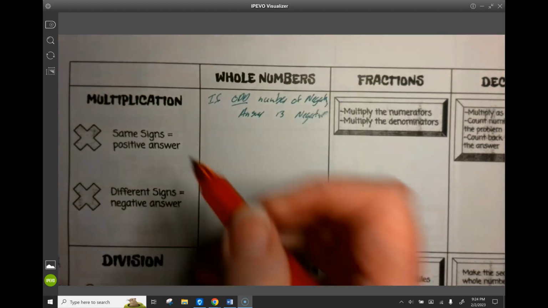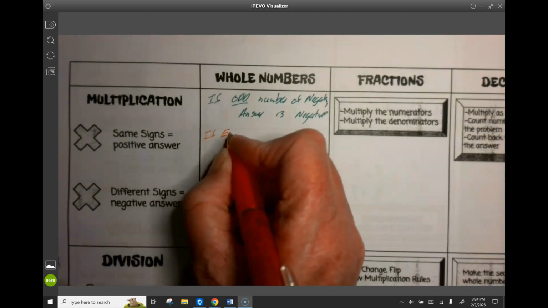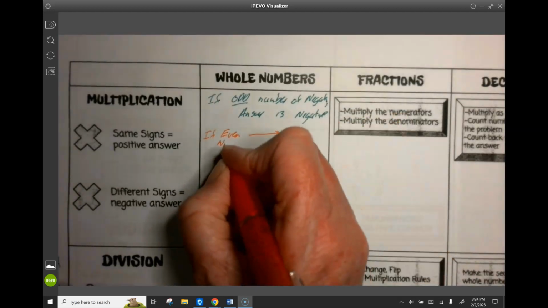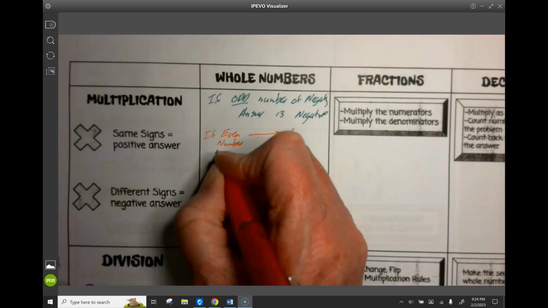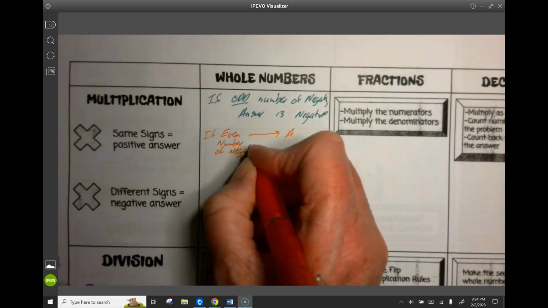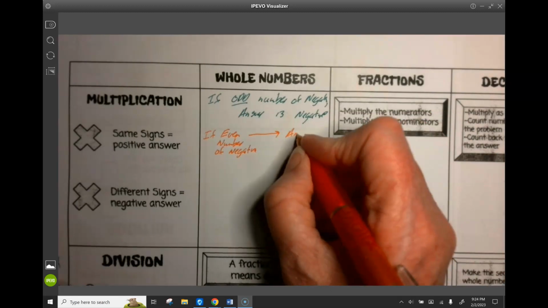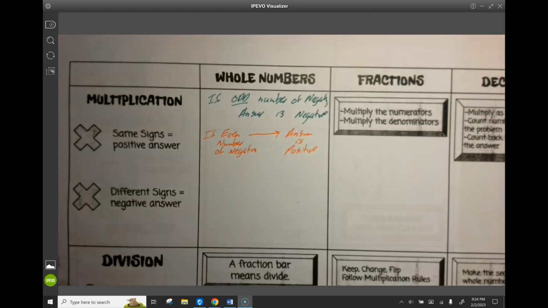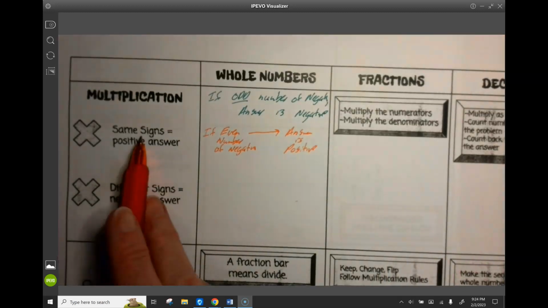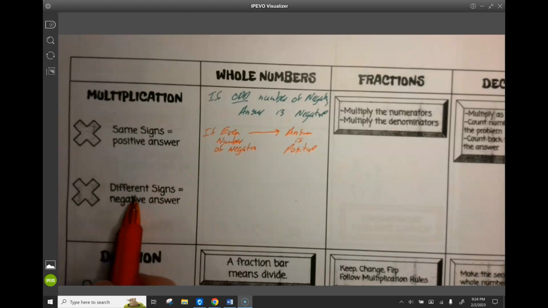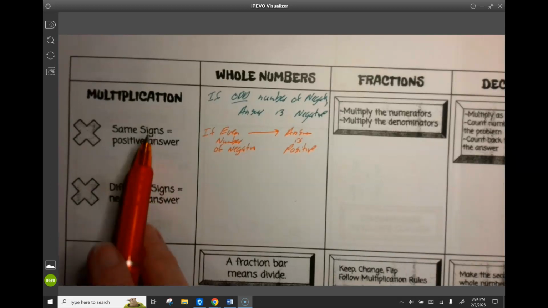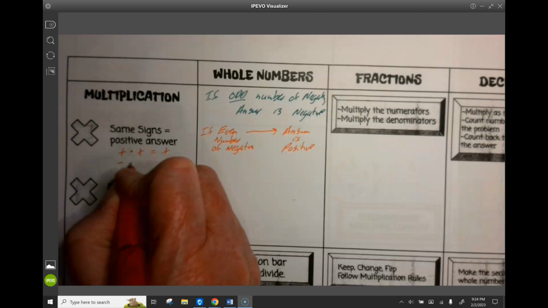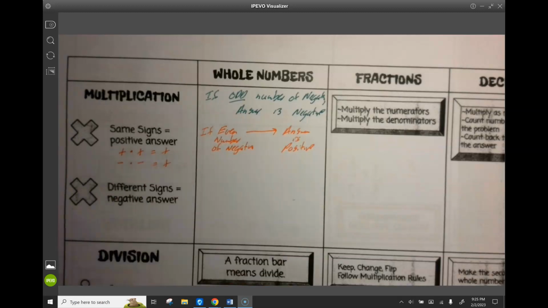Okay? And if there's an even number of negatives, then the answer is positive. Okay? So, this is another way you can talk about it. And so, if my signs are the same, if I have a positive times a positive, I get a positive. If I have a negative times a negative, I get a positive. If my signs are the same.